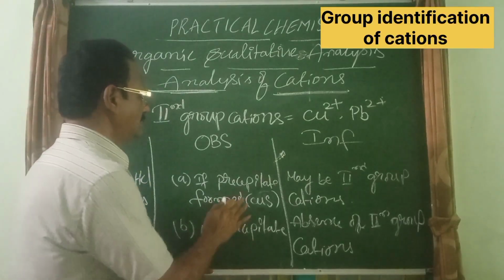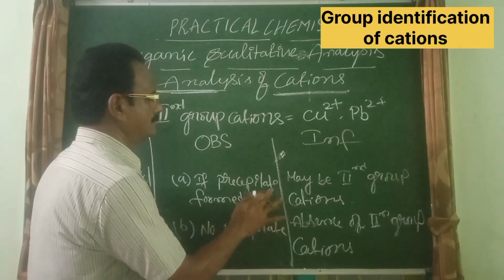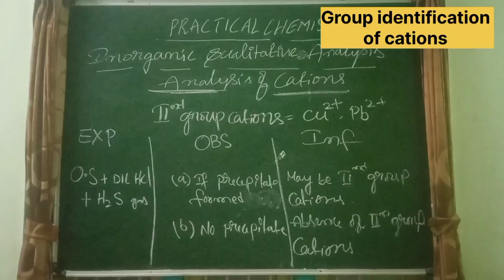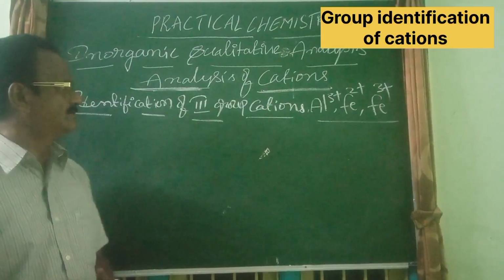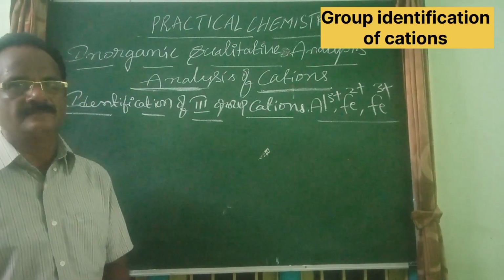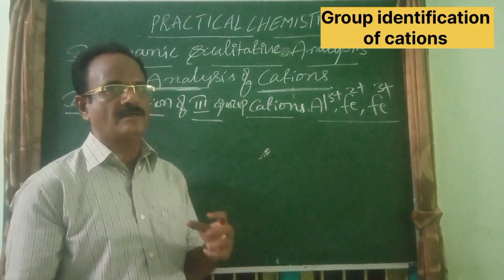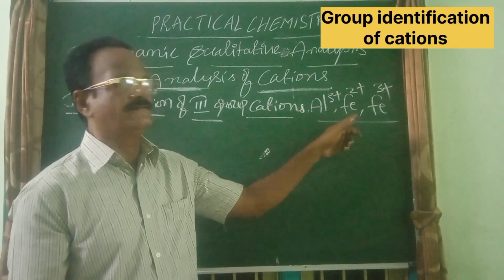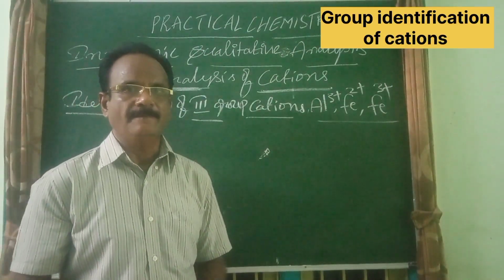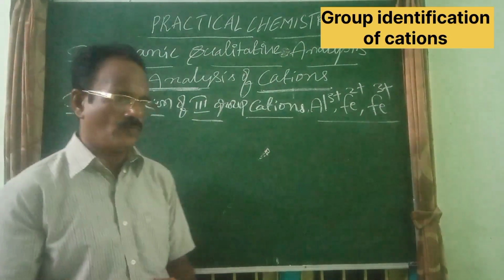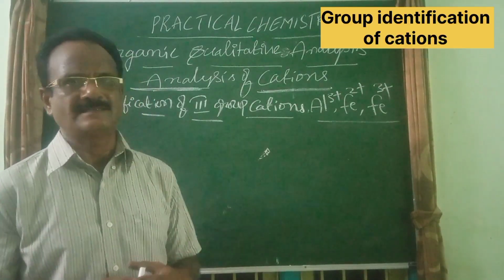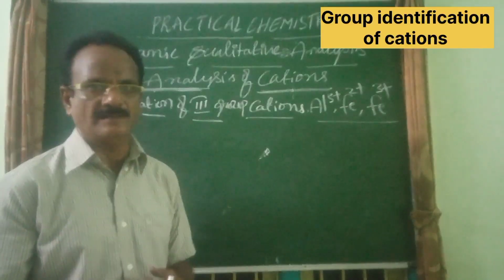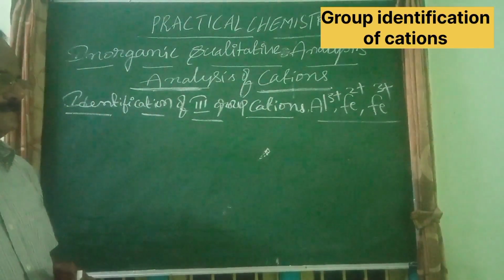Okay, of third group cations. Usually the most common third group cations are Al3+, Fe2+, Fe3+. Okay, so let us see how one can recognize the presence of third group cations in the given salt.